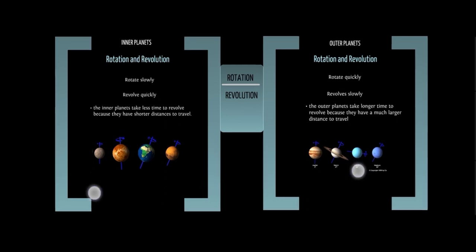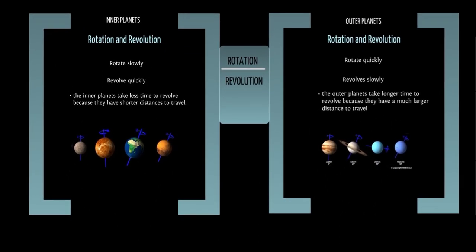Next, rotation and revolution, or the movement of those planets. Inner planets rotate slowly, while outer planets rotate quickly. In revolution, inner planets revolve quickly, while outer planets revolve slowly. The inner planets take less time to revolve because they have a shorter distance to travel, while the outer planets take a longer time to revolve because they have a much larger distance to travel.